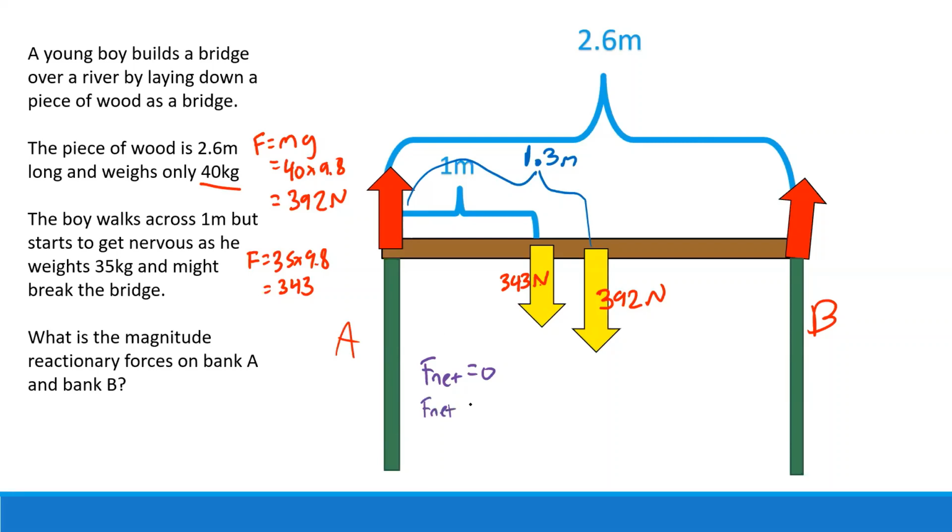So F net is going to be the force of A pushing that side of the bridge up, minus 343, minus 392, plus the force of B. And we know the net force is 0, so 0 equals F of A plus F of B, and then 392 plus 343, which is 735.